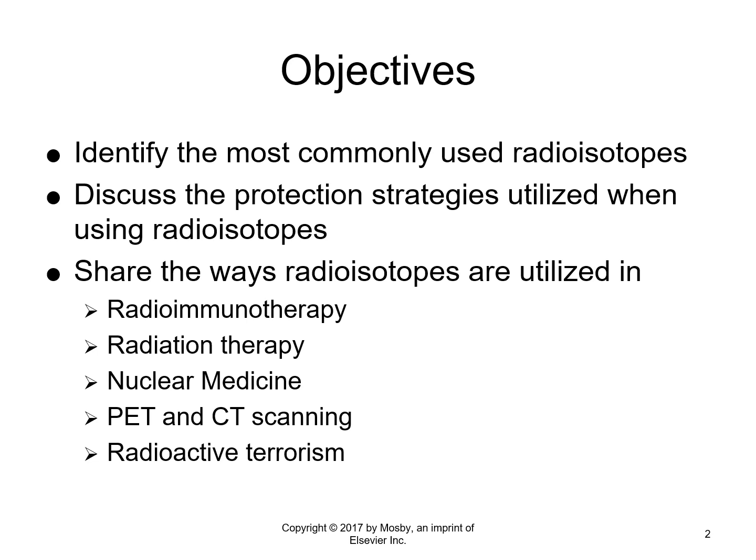Today we're going to identify the most commonly used radioisotopes in imaging and in radiation therapy. We'll discuss the protection strategies utilized when using radioisotopes, and then I'm going to have you share the ways that radioisotopes are utilized in radioimmunotherapy, radiation therapy, nuclear medicine, PET and CT scanning, as well as in radioactive terrorism.